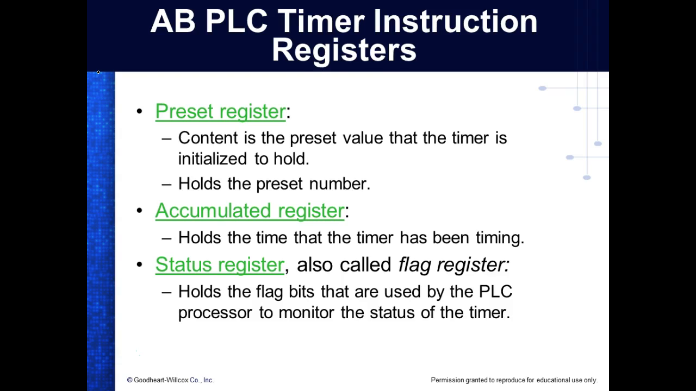But the preset register holds the number that you want to time to or from, right? Then we have the accumulator. What does the accumulator do? It shows you, and this is what the instruction is looking at to see when the timer's finished, when the accumulator meets its value, or 0. So we put a preset register in there. Let's say 100, and when we start it, it'll start at 100. Then it'll go to 99, 98, 97. And then when it gets down to 0, that's when the timer says it's done.